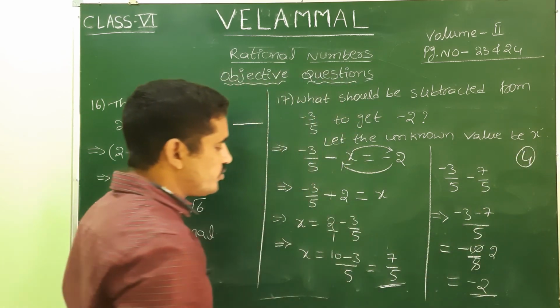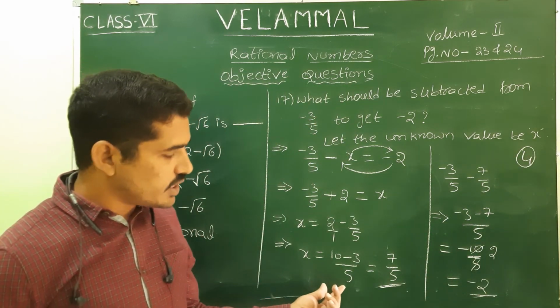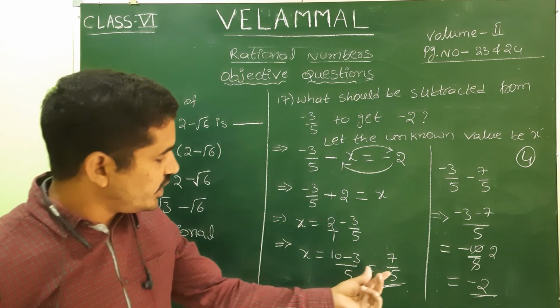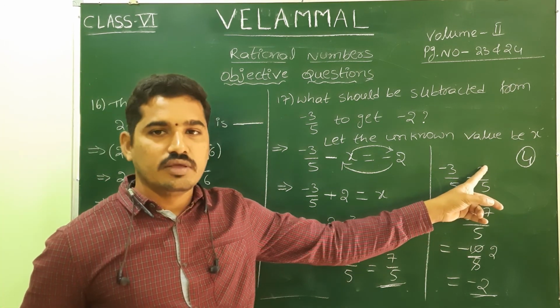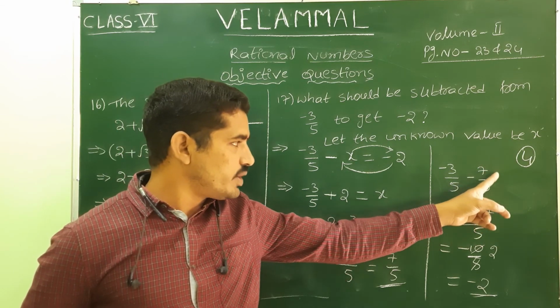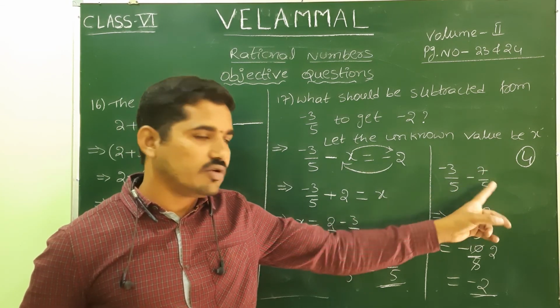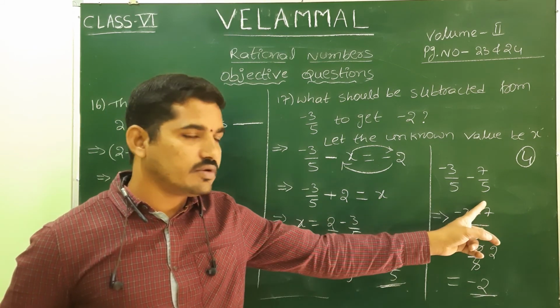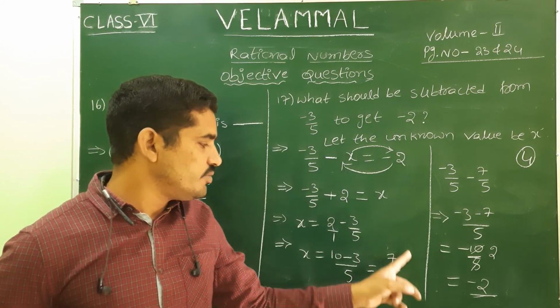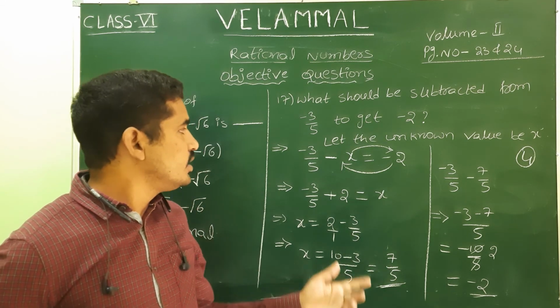Here you need to remember one thing. What are we subtracting? We are subtracting 7 by 5, but you should not take it as minus 7 by 5. We should subtract positive 7 by 5, then only we will get the minus value. You should not take it as minus 7 by 5. Here the answer we should take as 7 by 5. Okay, copy this, children.